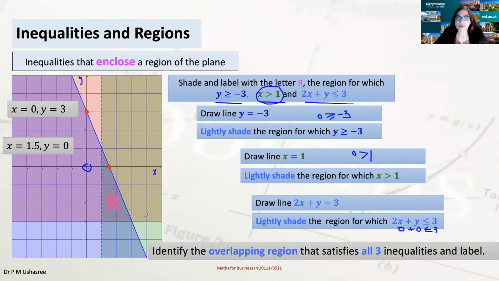And now identify the overlapping region, and that is this region. So that is the region which satisfies all three inequalities. Okay. So this region, I'll just draw it.